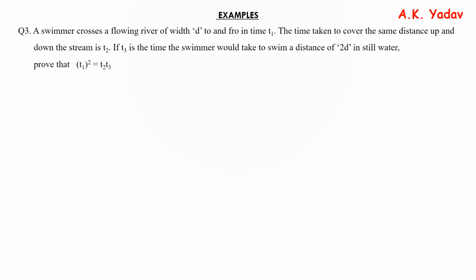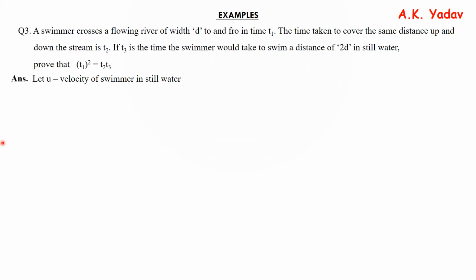Let's move to question number 3. A swimmer crosses a flowing river of width d to and fro in time t1. The time taken to cover the same distance up and down the stream is t2. If t3 is the time the swimmer would take to swim a distance of 2d in still water, prove that t1 square is equal to t2 into t3. This is a very good question.